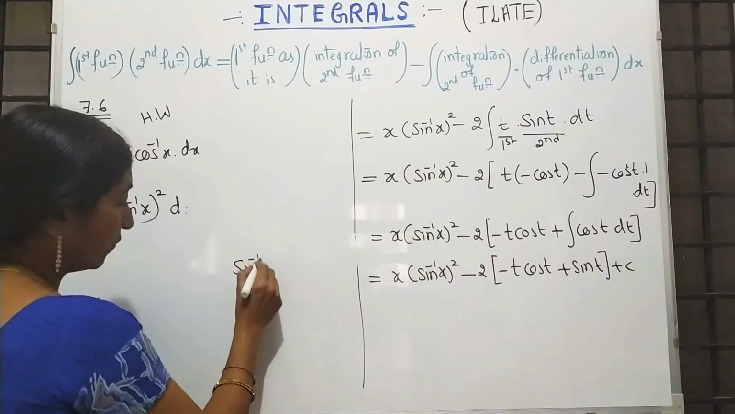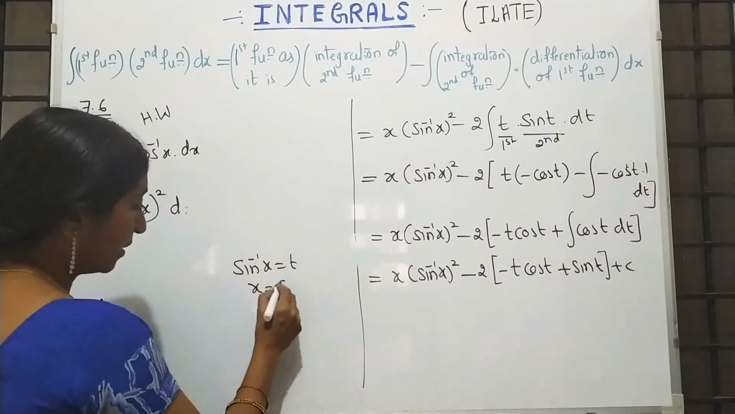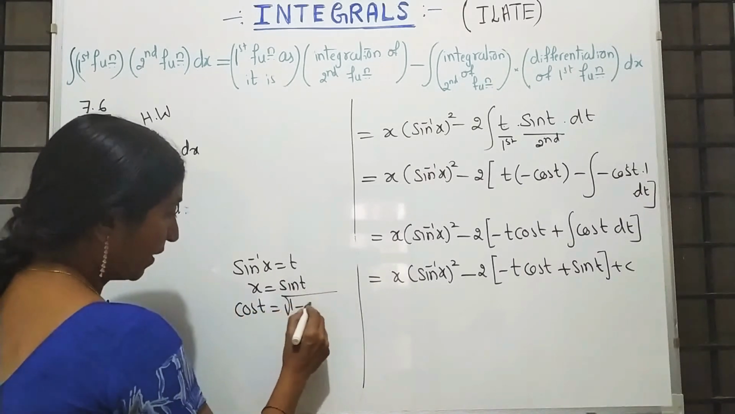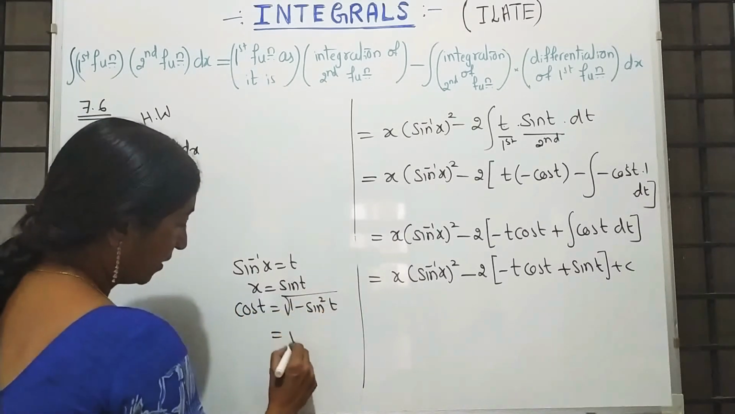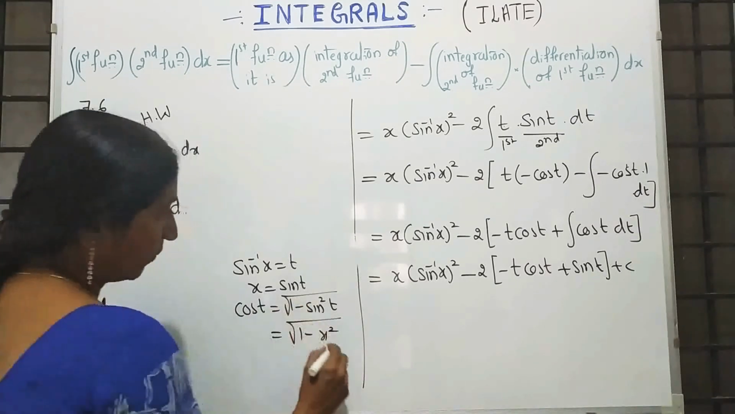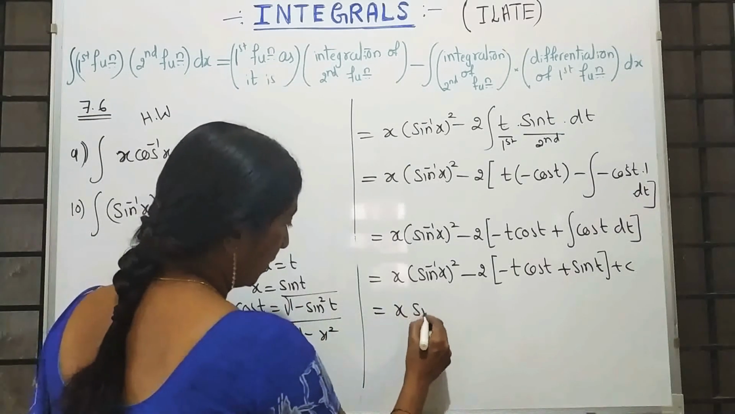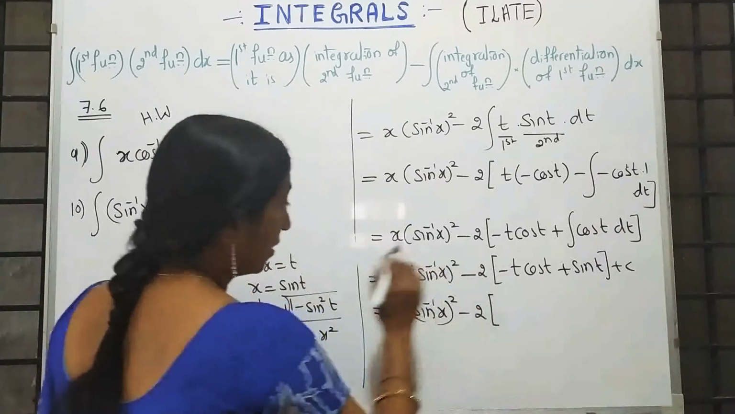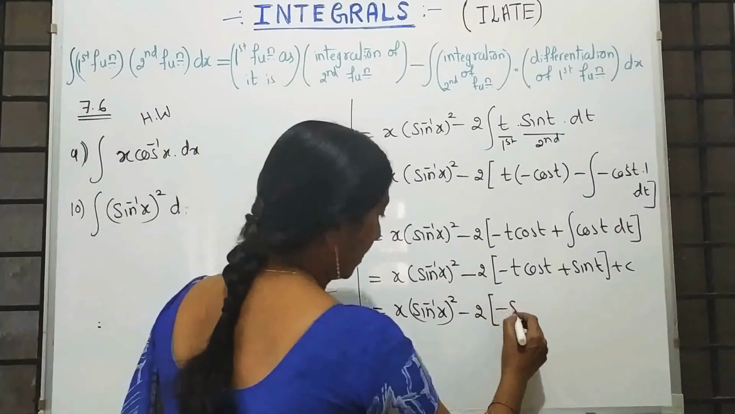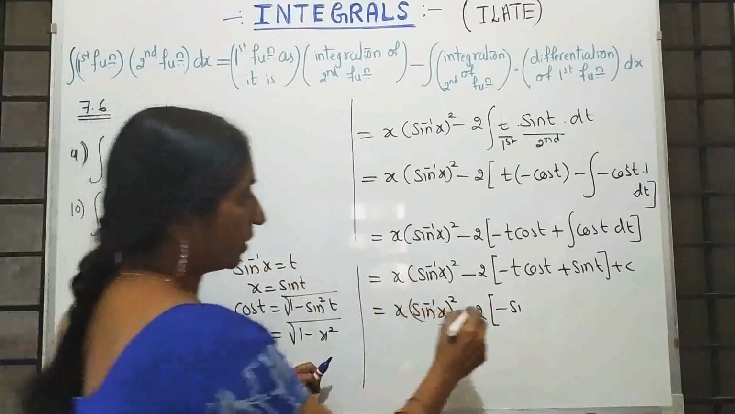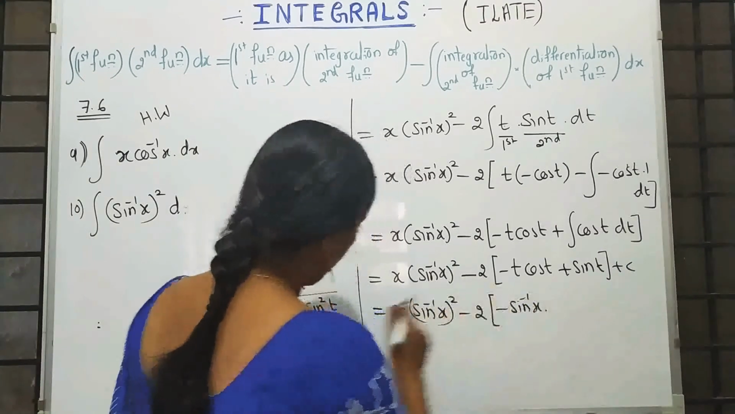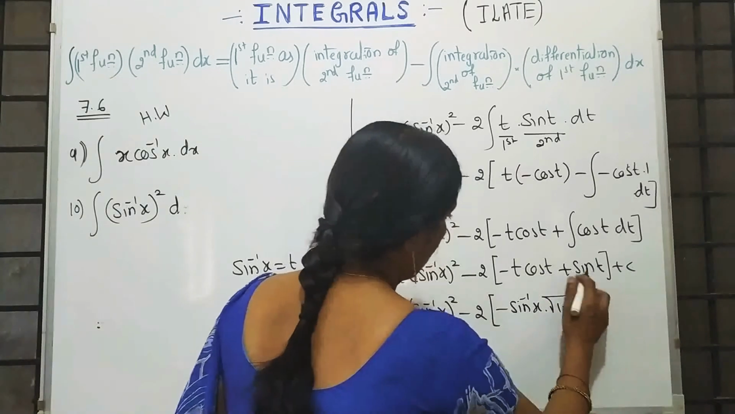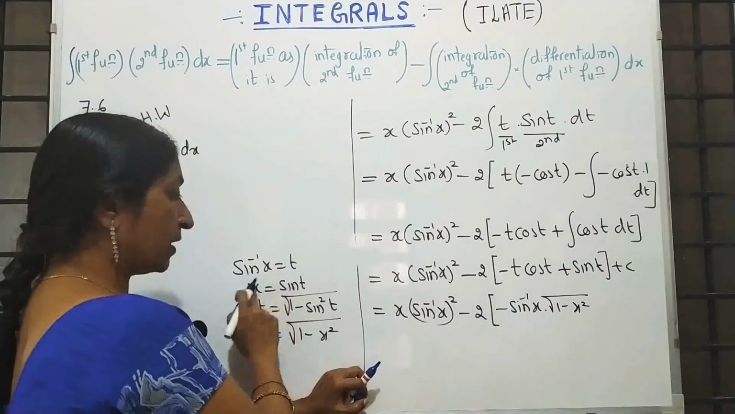We did sin inverse x as t. x is sin t. What is cos t then? Root of 1 minus sin square t, that is root of 1 minus x square. So substitute that value. t is sin inverse x, cos t is root of 1 minus x square, and sin t is x.